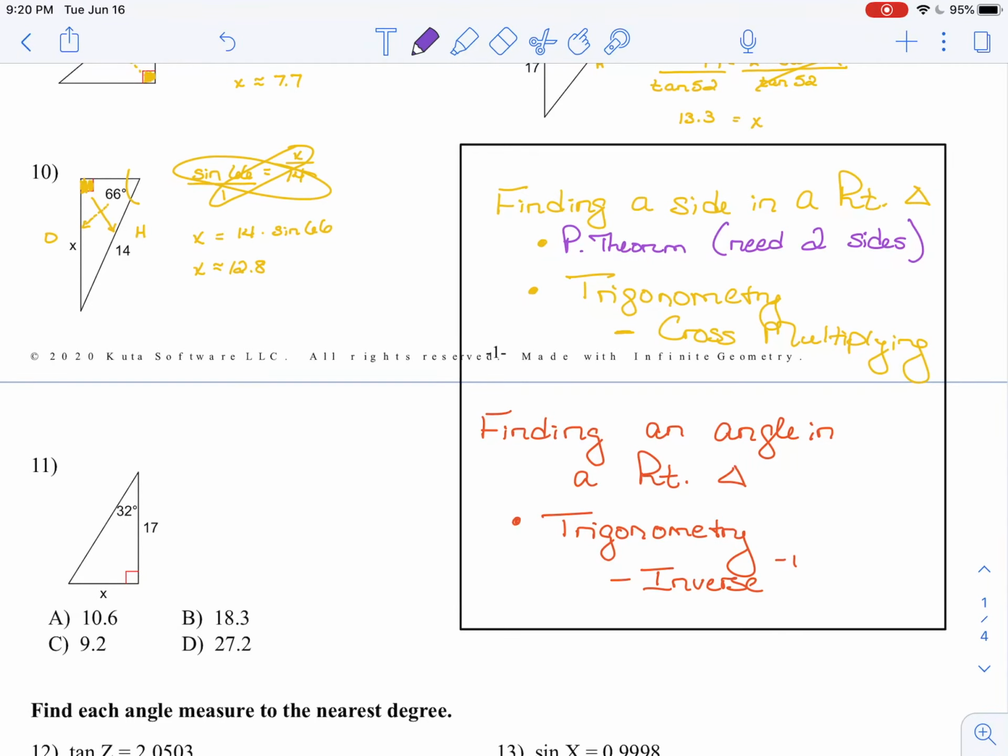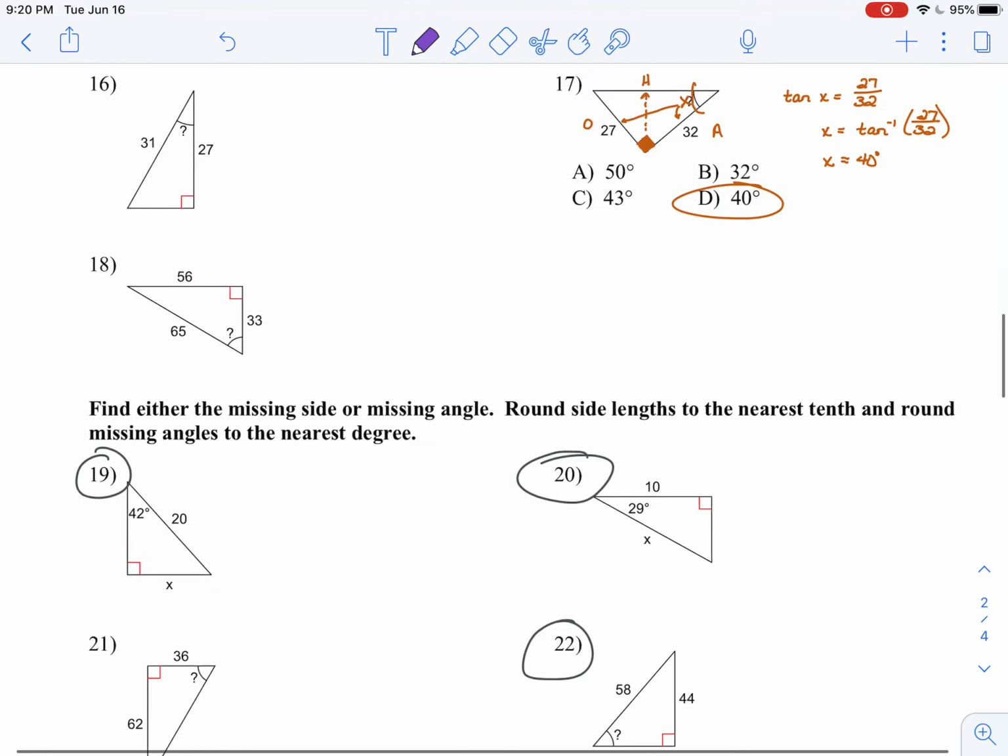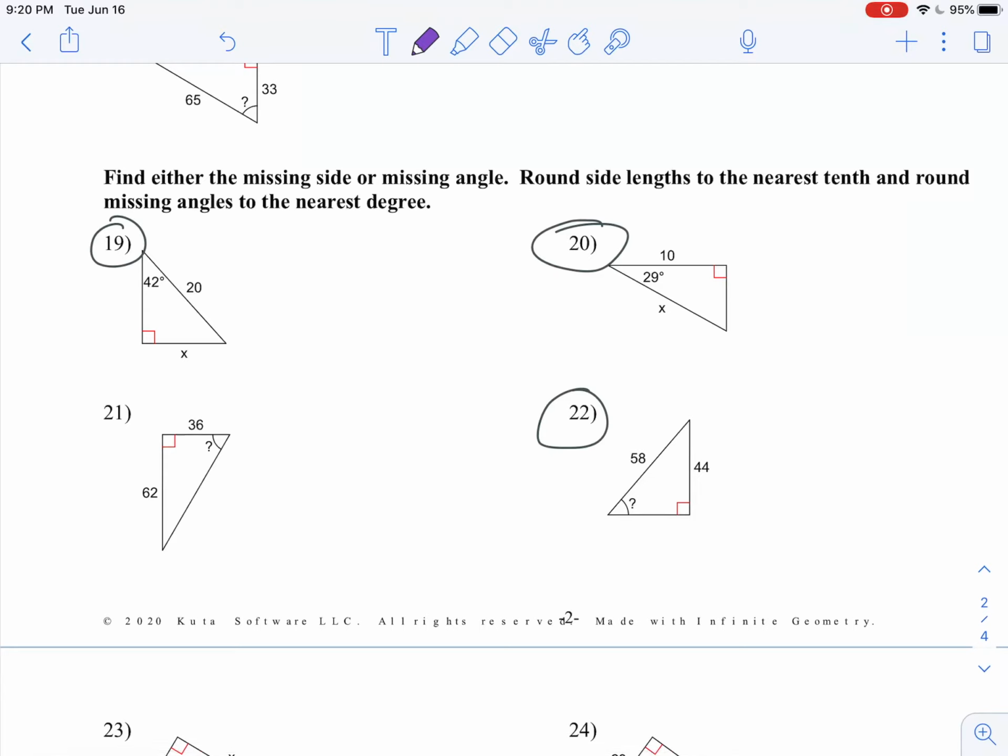So the next ones we're going to do, I'm going to keep referencing this of what am I finding, what do I have, how do I solve it. So I'm going to look at example 19. So what do I have? I have a right triangle. What am I finding? I'm finding a missing side.